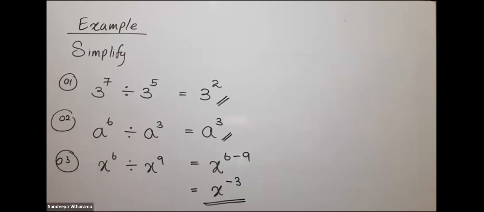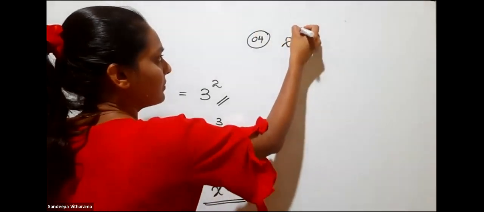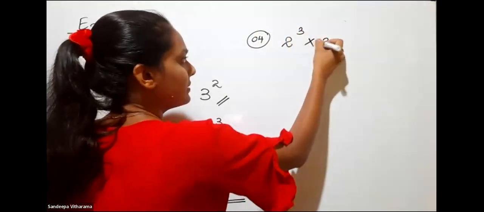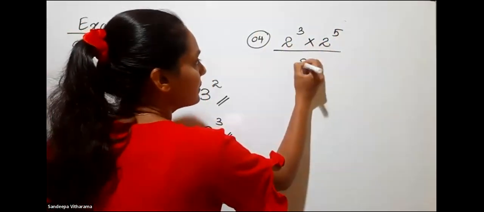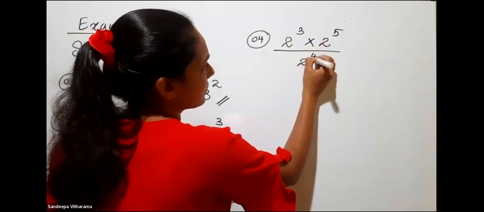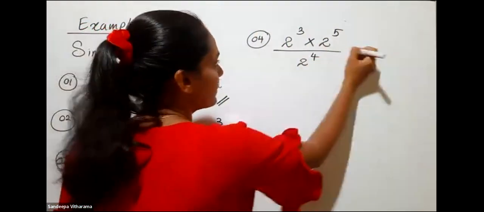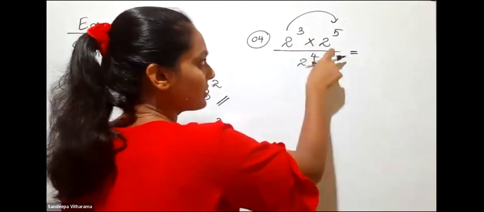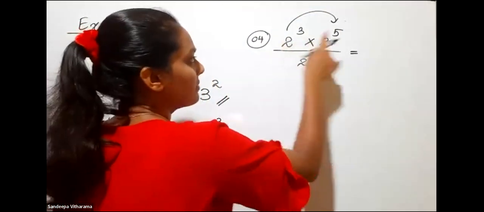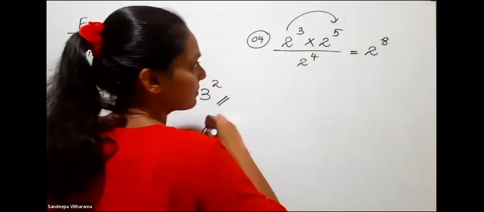Then let's see some different questions like this. Look at here, fourth one. It is 2 to the power of 3 multiplied by 2 to the power of 5, divided by 2 to the power of 4. In such cases, first of all, we have to do this multiplication. It is multiplication of powers with same bases. That means we have to add the 2 indices. Then it is 2 to the power of 8.